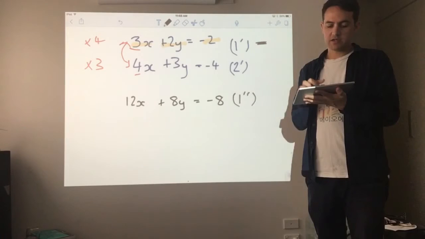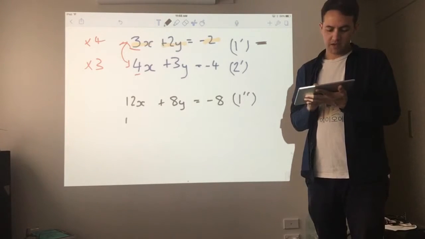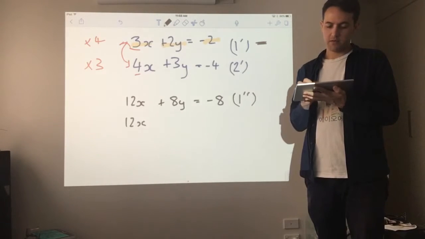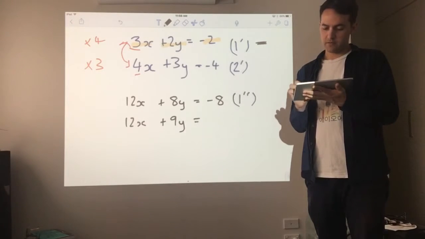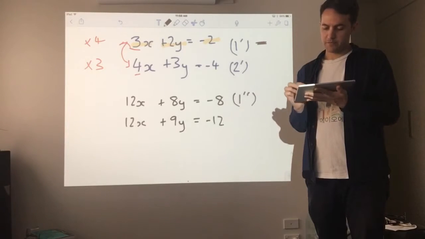Multiplying the second equation by 3 gives me 12x plus 9y equals negative 12. I'll call this 2 double dash.